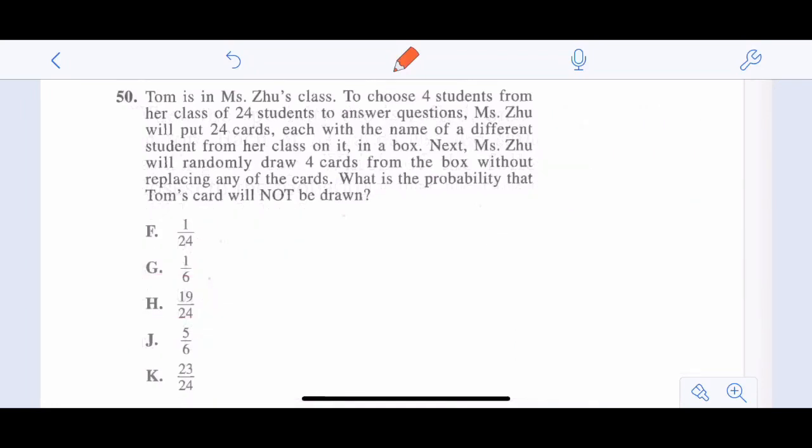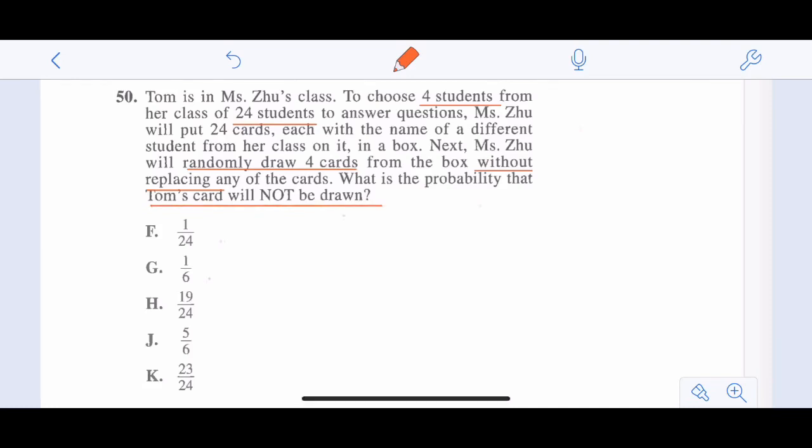Tom is in Miss Zhu's class. To choose 4 students from her class of 24 students to answer questions, Miss Zhu will put 24 cards, each with the name of a different student from her class on it, in a box. She will randomly draw 4 cards from the box without replacing any of them, so she's not going to put their names back in. What is the probability that Tom's card will not be drawn?